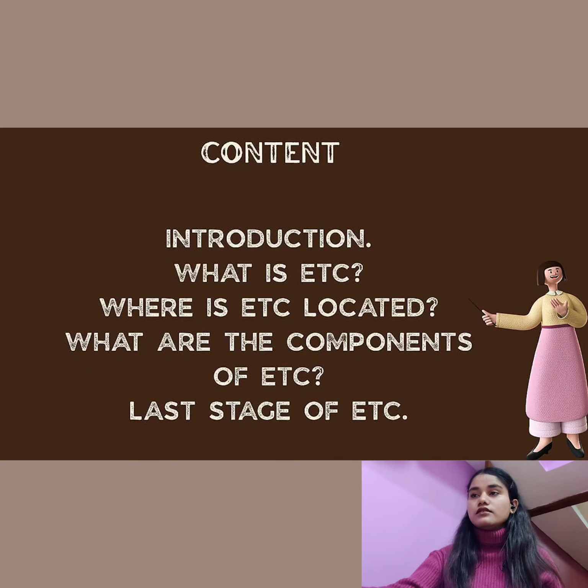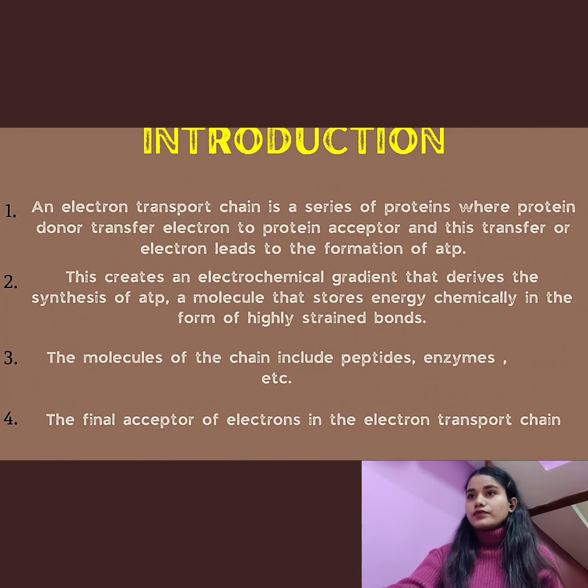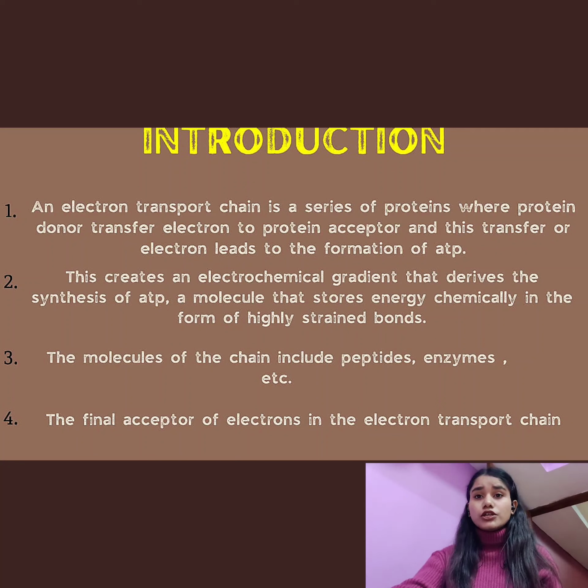So let's begin. Introduction. An electron transport chain is a series of proteins where a protein donor transfers electrons to a protein acceptor, and this transfer of electrons leads to the formation of ATP. This creates an electrochemical gradient that drives the synthesis of ATP, a molecule that stores energy chemically in the form of highly strained bonds. The molecules of the chain include peptides, enzymes, etc.